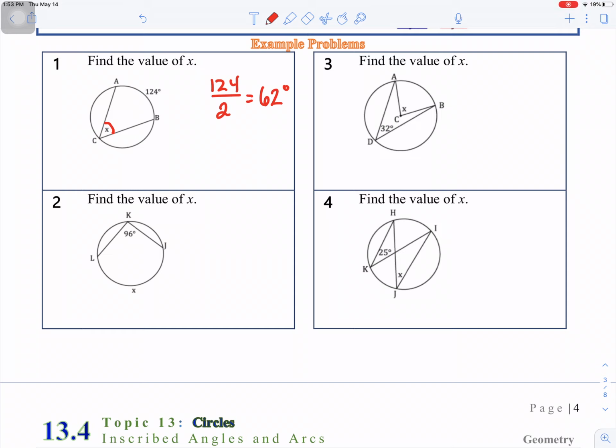Okay, now here, the angle is half of the arc. So if you know the angle, you don't divide it to get the arc, you have to double it. So it's 96 times 2, which would be 192.